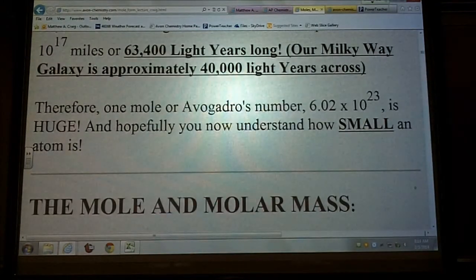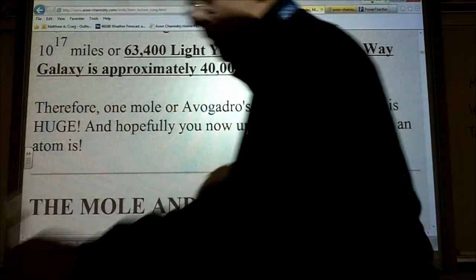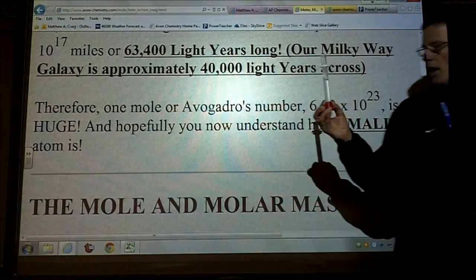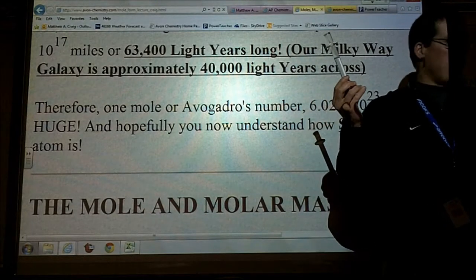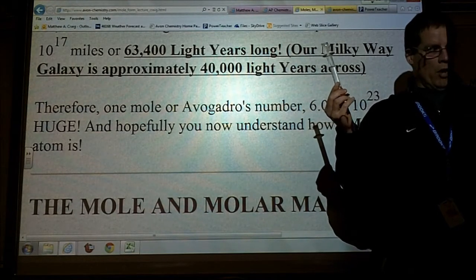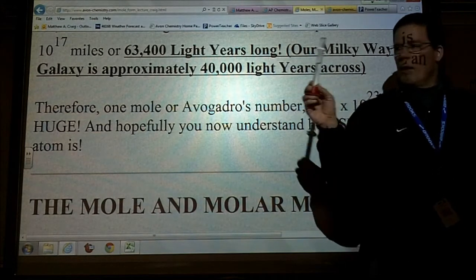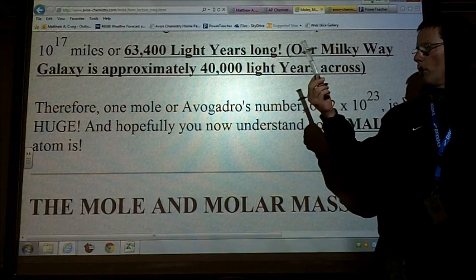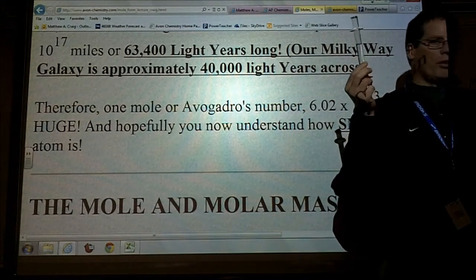So when we talk about Avogadro's number and putting it in perspective, in this graduated cylinder I have water. Actually, I have Avogadro's number of water molecules. I counted it out this morning. You'll find out how I was able to do that, but I have 6.02 times 10 to the 23 molecules of water in this graduated cylinder.